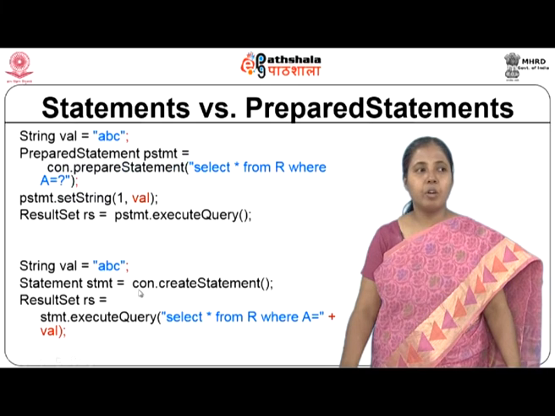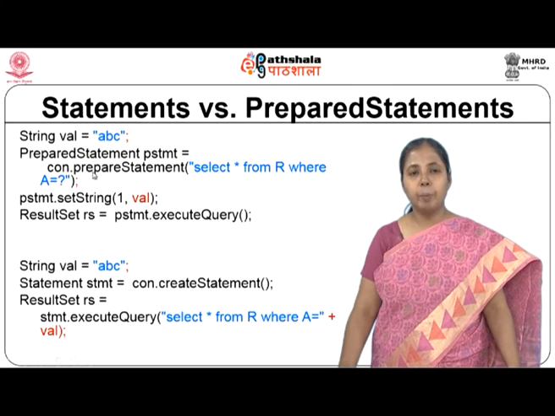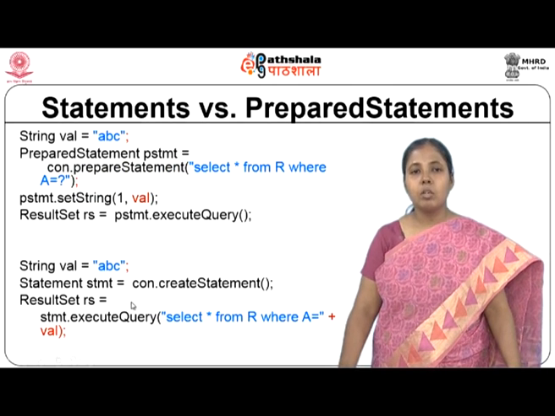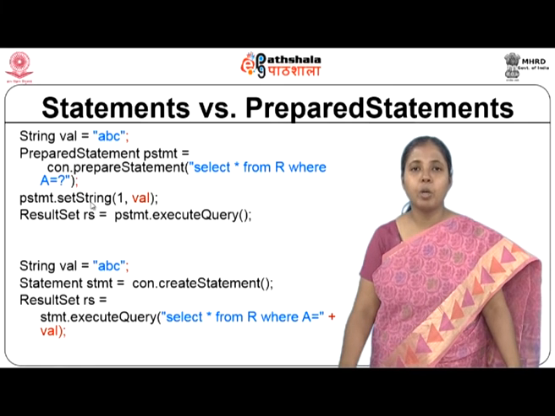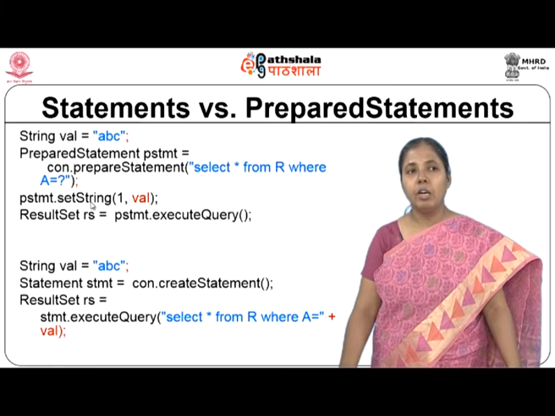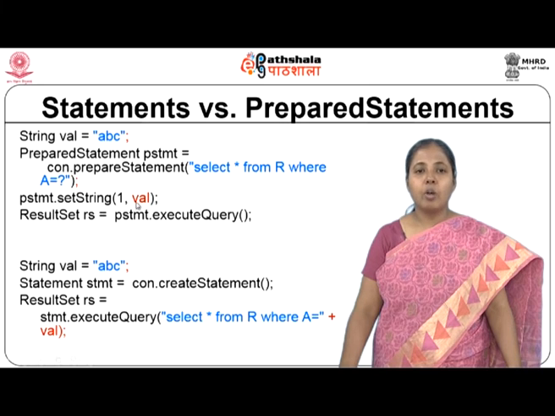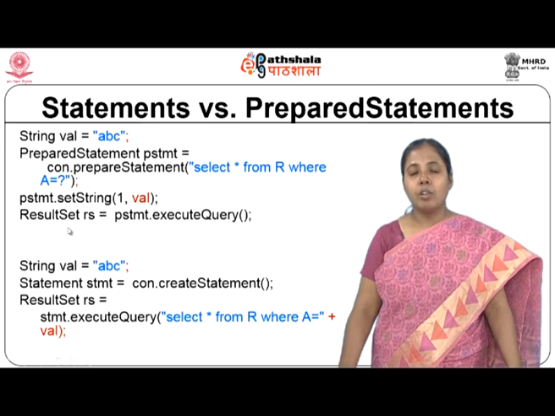So, this is the difference between the statement and the prepared statement. Here you can see that we have the value to be ABC. We create a prepared statement object, and you have the prepared statement as select star from some table R where the attribute field equal to question mark, and we set the string. It can be set int or set string depending upon the different data types of the field in the table. So, set string, you get the value and set it in the prepared statement. Now, you are executing the query.